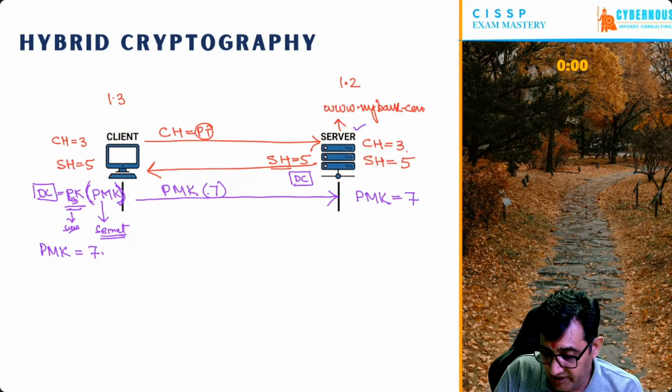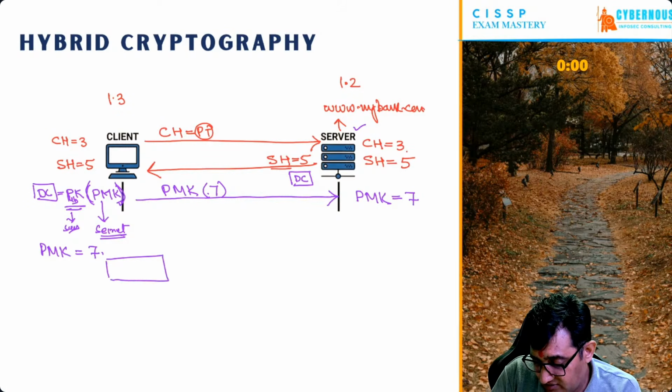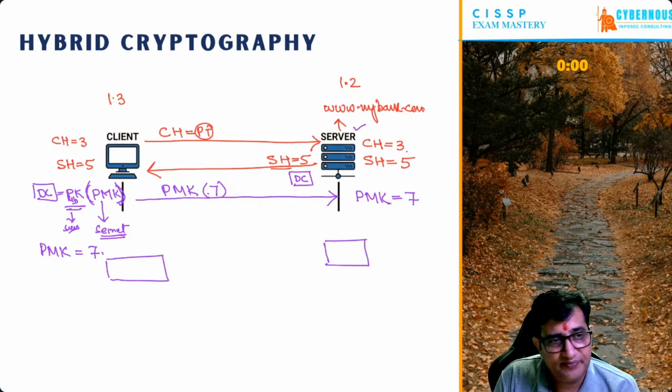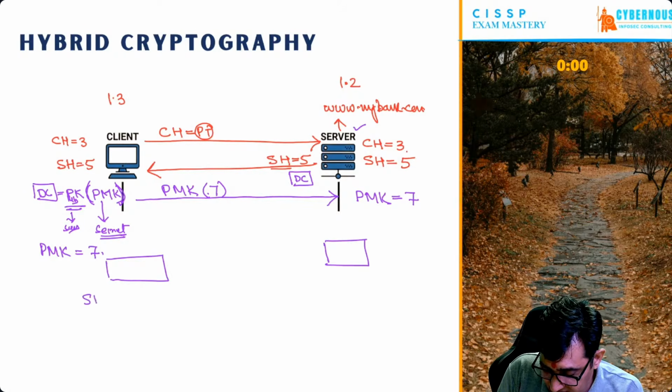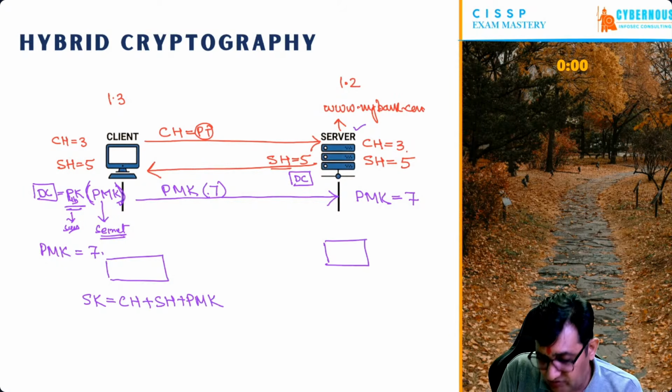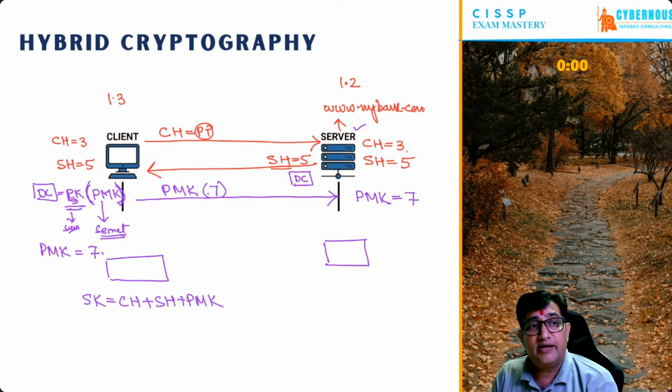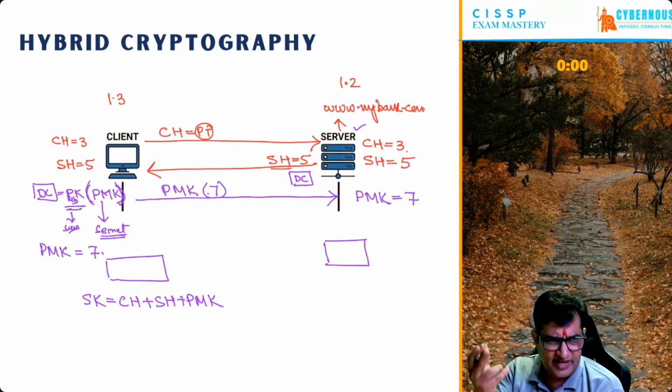Now what will happen is both the parties will generate the session key independently. How? Session key is equal to the client hello plus the server hello plus the PMK. Actually, it's not plus. In cryptography language, it is something called XOR.